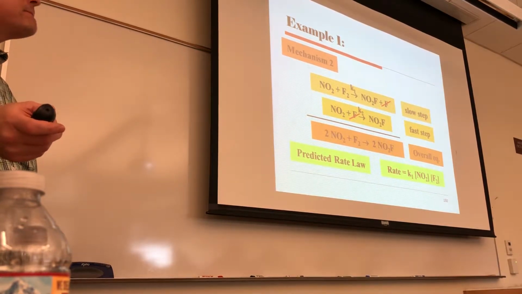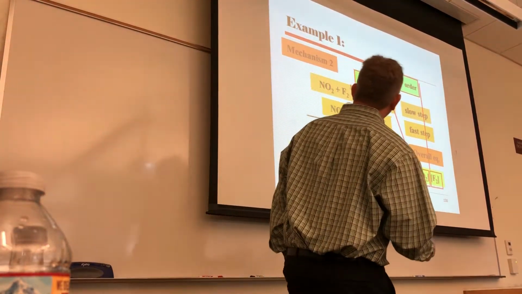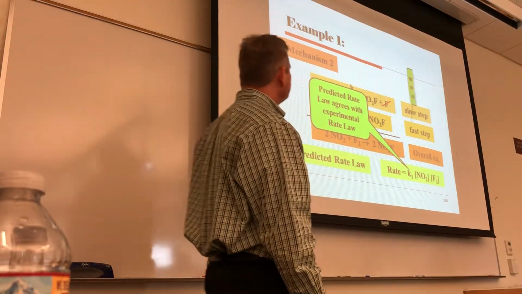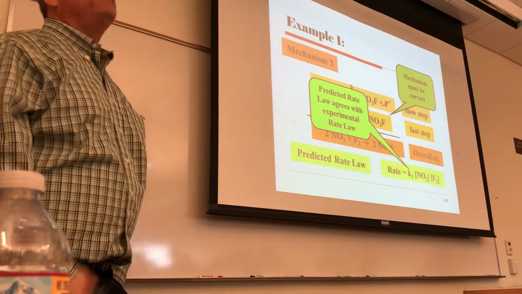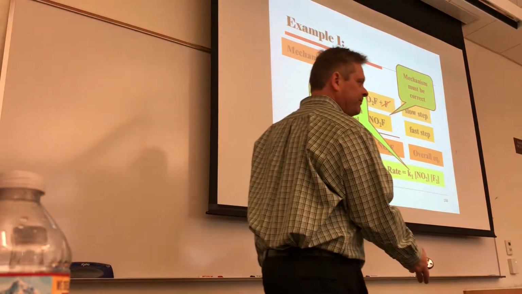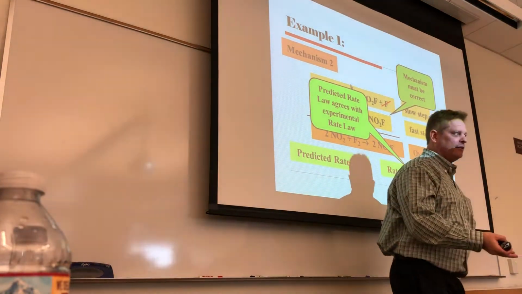Yeah? Okay, I think we probably have another one. Let's see. Which is first order, second order, and therefore predicted rate law agrees with experimental rate law. Mechanism, not bad terminology, is likely is a better way to state those kinds of things. So the mechanism must be correct, is likely correct. Okay.